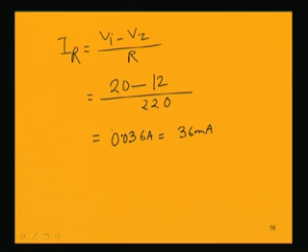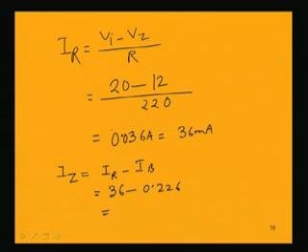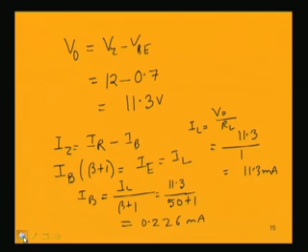So we have known IR 36 milliampere, we have known IB, so we can find out IZ. IZ equal to IR minus IB. So 36 minus IB, which is 0.226 milliampere, and that gives 35.774 milliampere, almost equal to 36 milliampere. So the Zener current is 35.774 milliampere, and the output voltage was found to be 11.3 volt.